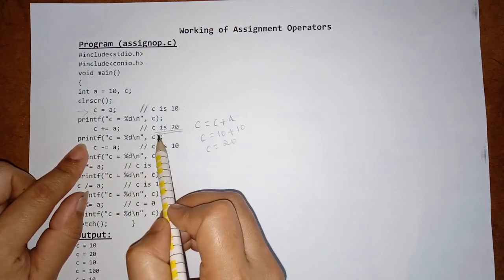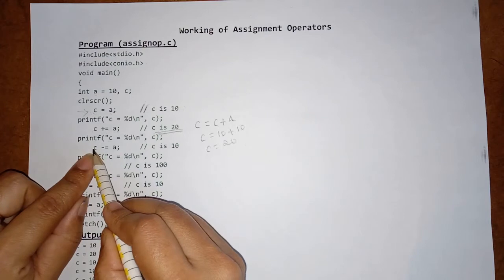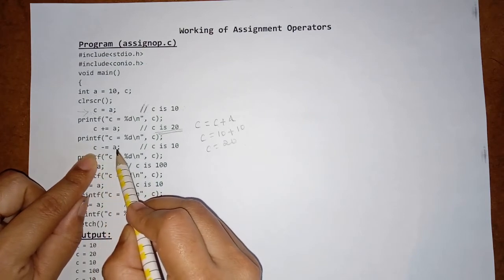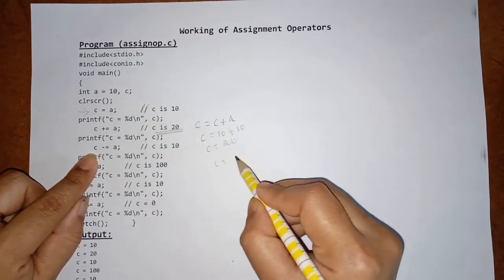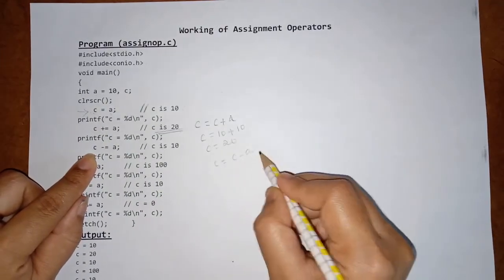Then we are printing the value of C here. Right? Then what is the next statement? C minus equal to A. So this means that C is equal to C minus A.